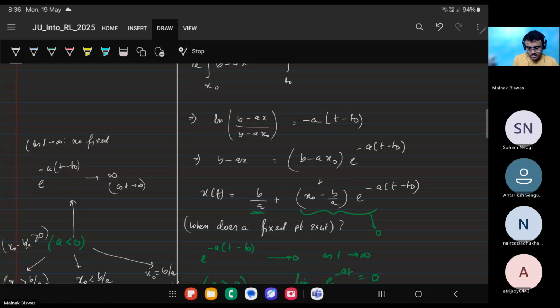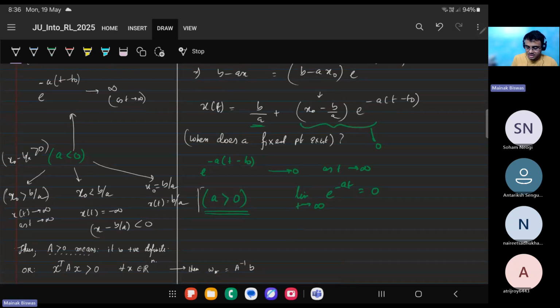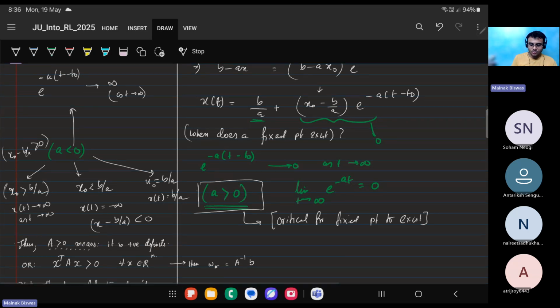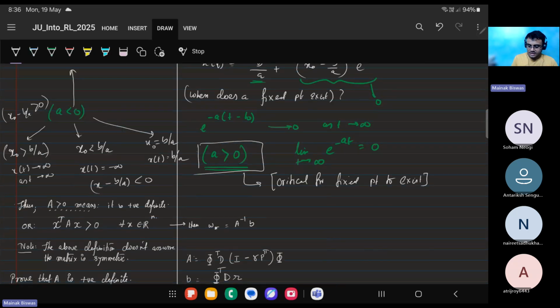So that is what I want to convey. This A being greater than 0 is critical for a fixed point to exist. So in matrix form, for a fixed point to exist, this A greater than 0, I have taught this last time in linear algebra as well, is equivalent to saying A is a positive definite matrix.